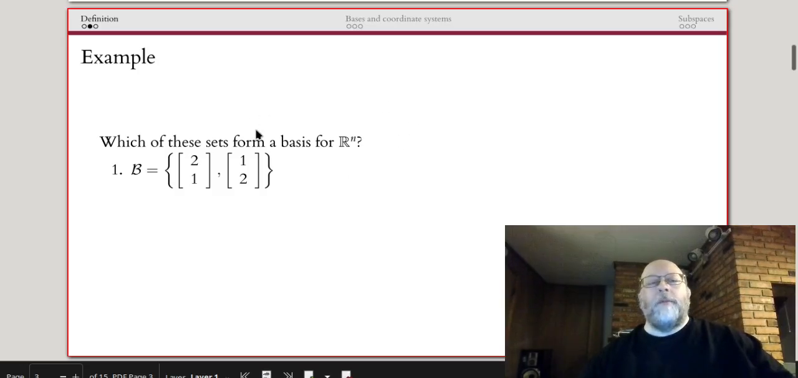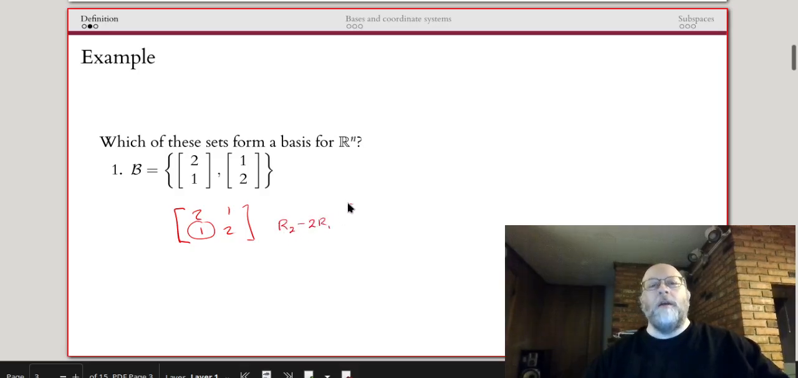So, some examples. Do these vectors form a basis for Rn? In this case, this is going to be R2. If I look at these two vectors, it looks like they're going to be linearly independent. If I try to put this into echelon form, row 2 minus 2 row 1 gives me 2 minus 2 is 0, and 4 minus 1 is 3. And we have a leading entry in every row.